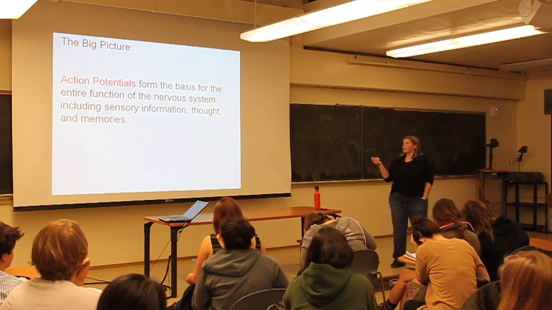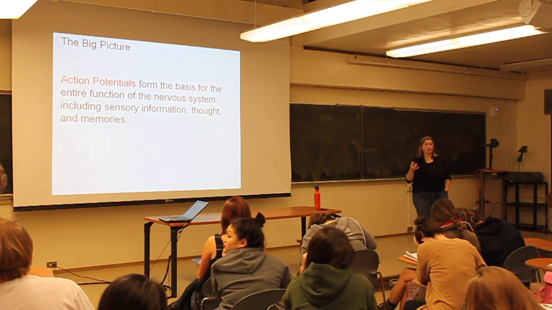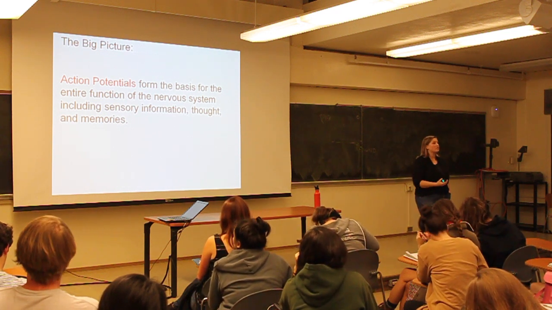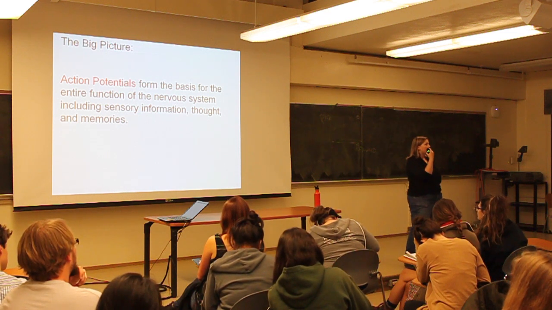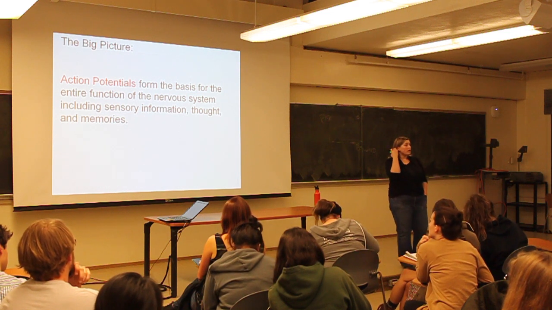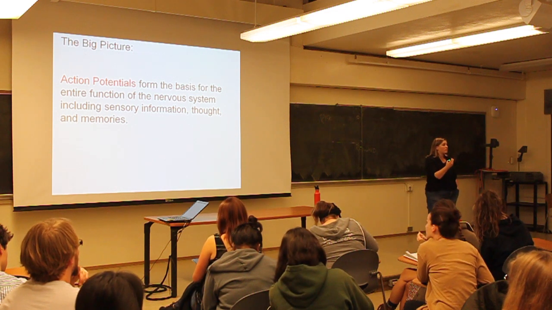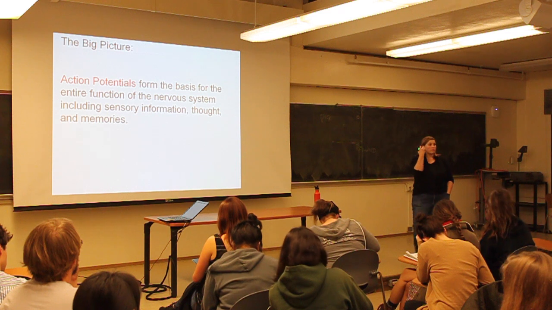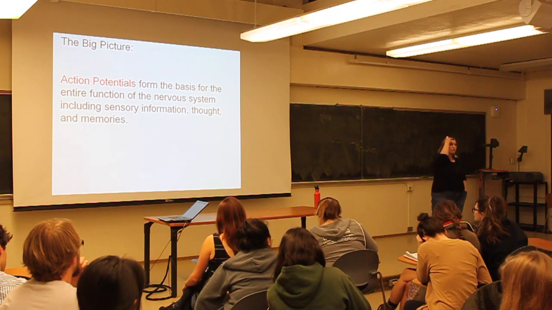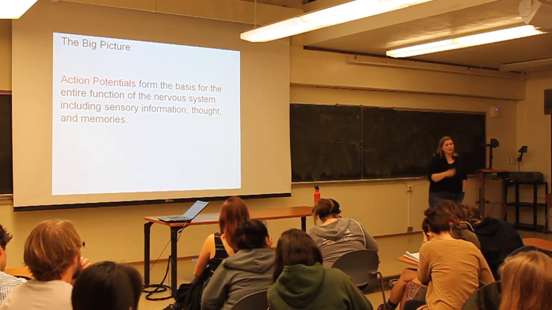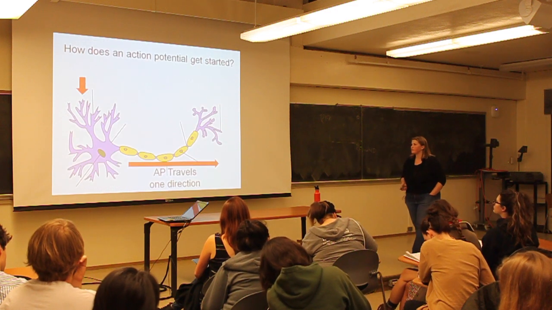So, action potentials really form the basis for the entire function of the nervous system, including sensory information. You're hearing me right now because action potentials are firing from your ear into the neurons running from your ear into your brain, and then your brain's interpreting the firing of those action potentials as my voice. Same thing with sight. All of your sensory information, all the thoughts you're having about this, like, oh my gosh, we're talking about neurons, all of that is because of action potentials. And memories as well.